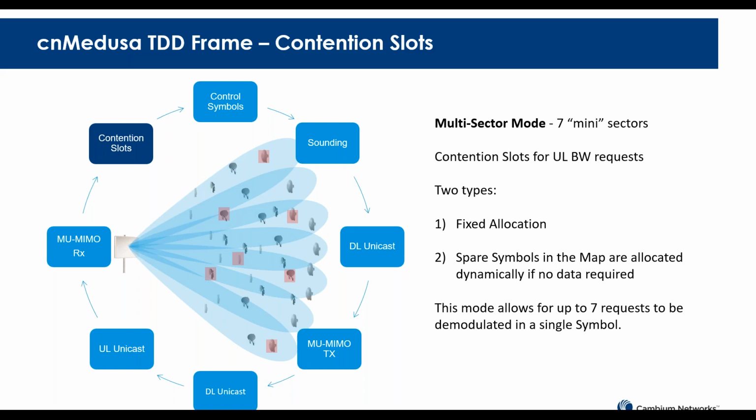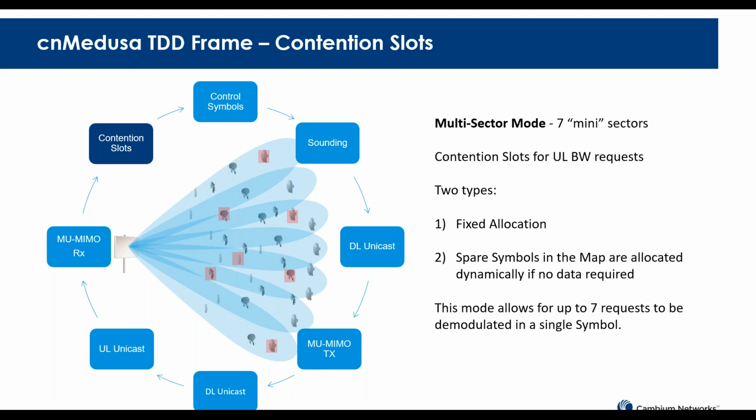So any uplink symbol that is not scheduled is not wasted, and it goes into the pool of the symbols that can be used for random access. What is important to understand here is that because we have these 7 mini sectors, each of these mini sectors is connected to one of the 7 demodulators in the access point.